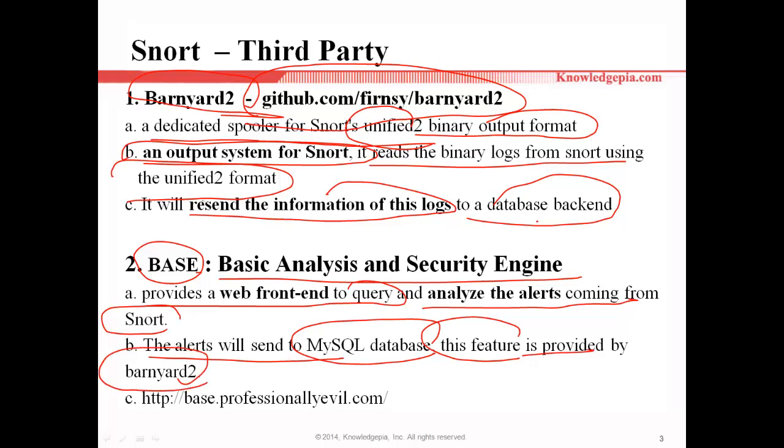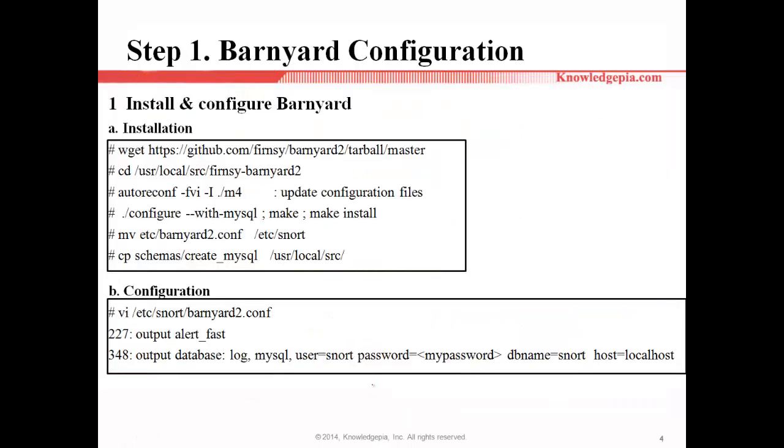So Barnyard will first collect the Snort log file from the Snort log directory, and after that this program will send the data to the database. BASE will then take this log data from the database and show it using the web front end program. If you go to this website, you can download it.